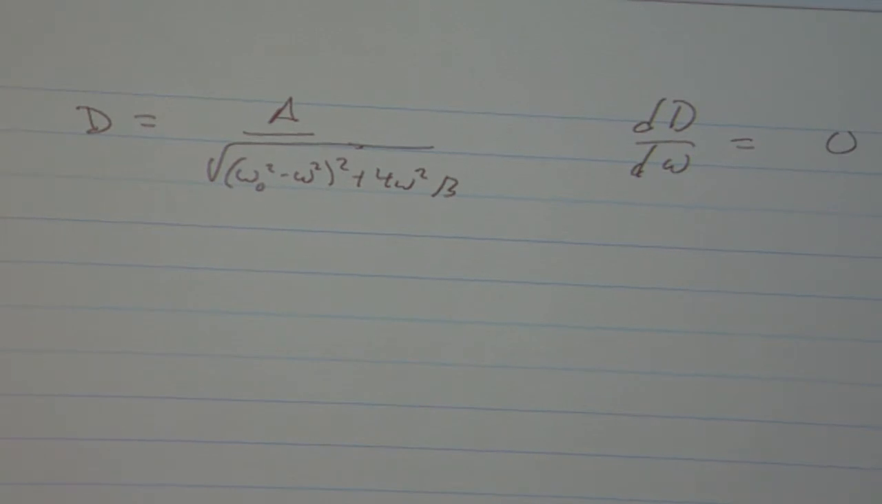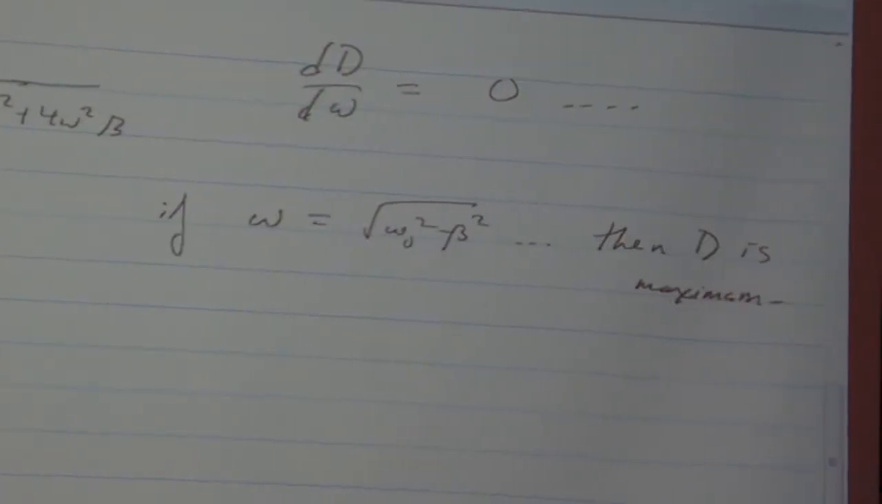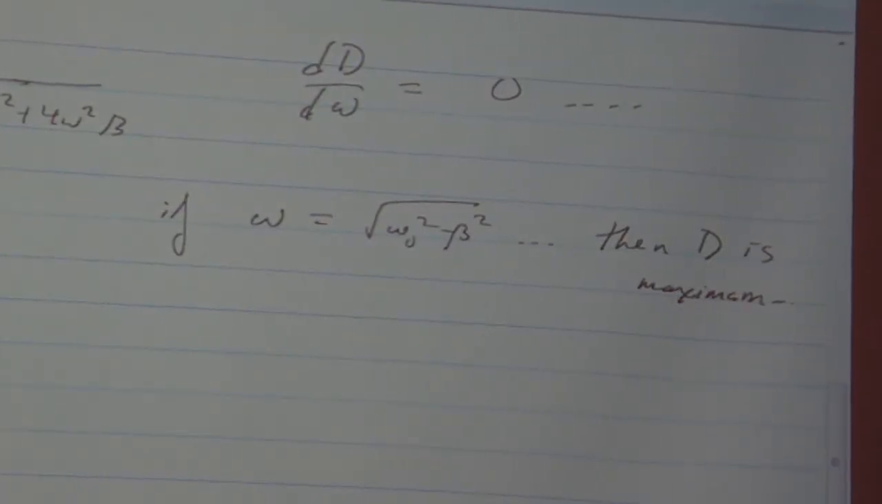And what you come down to is, if omega is equal to the square root of omega 0 squared minus beta squared, then D is maximum. Details are in the notes online. Okay, and if D is a maximum, so we see that there's a particular omega at which you get the biggest amplitude. And again, if beta is 0, then the amplitude is infinitely big.